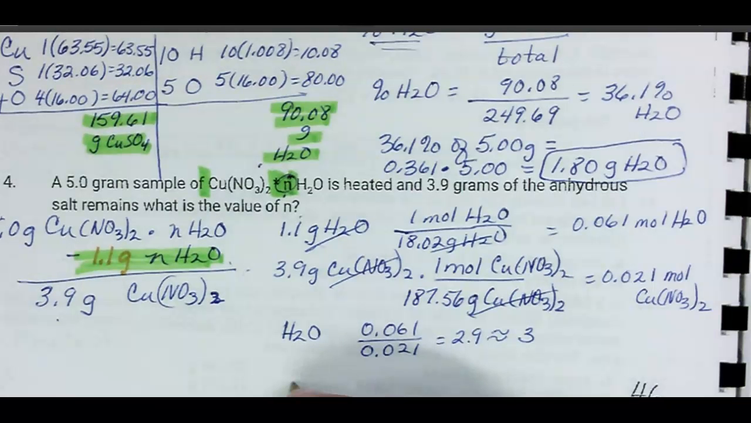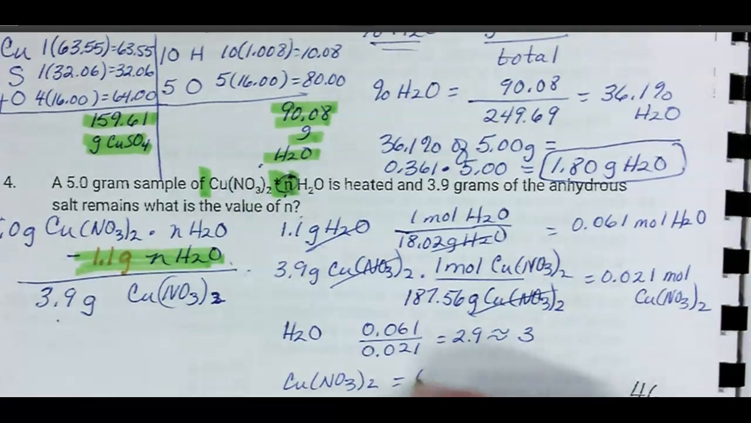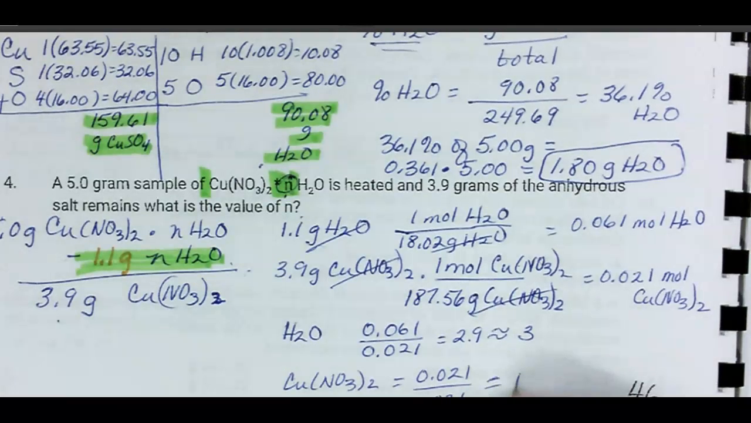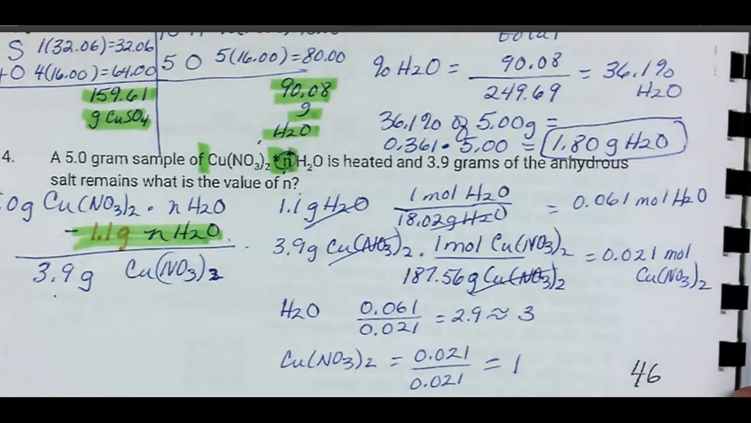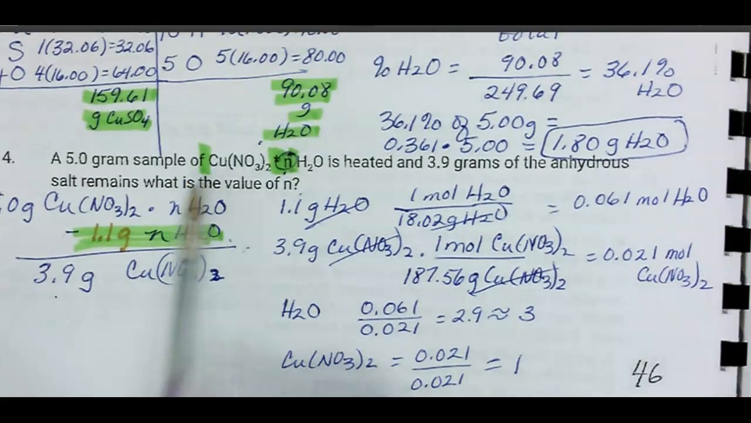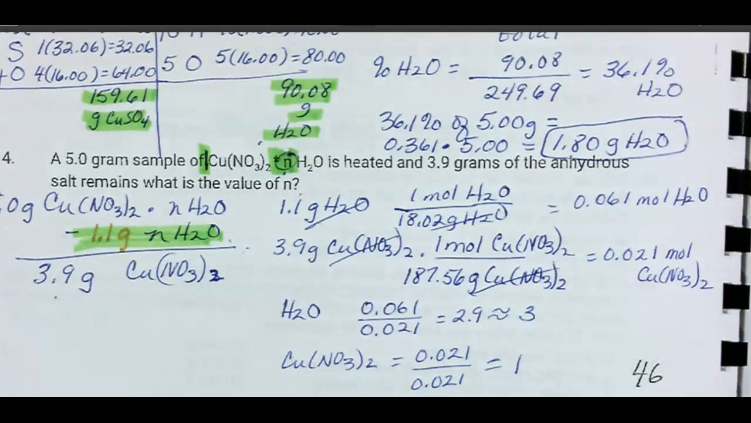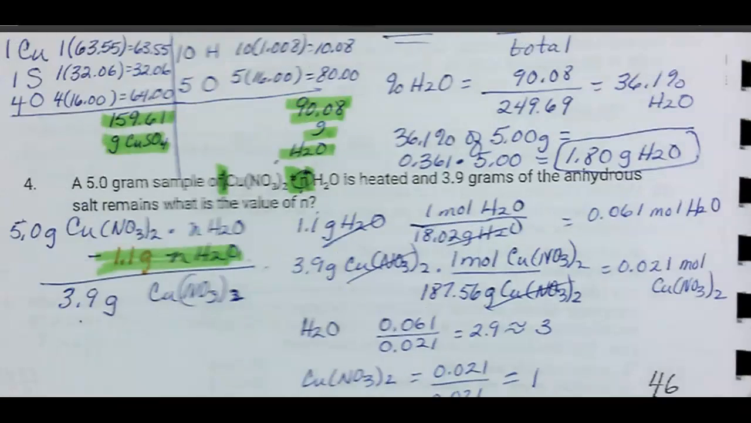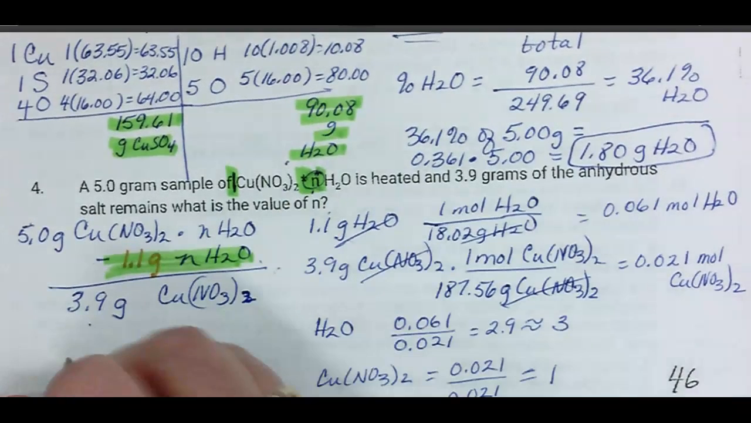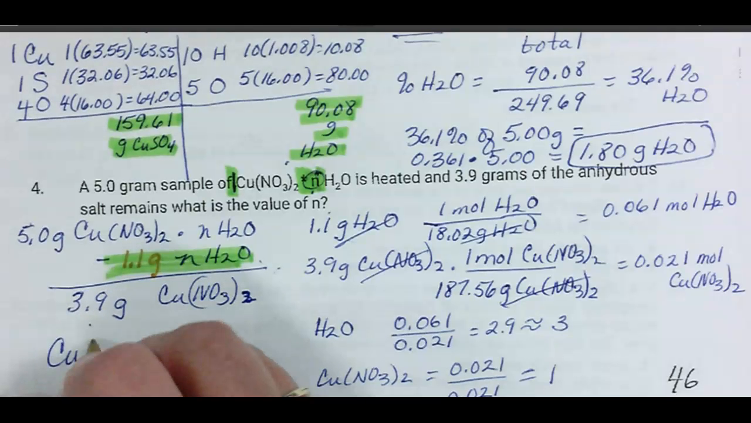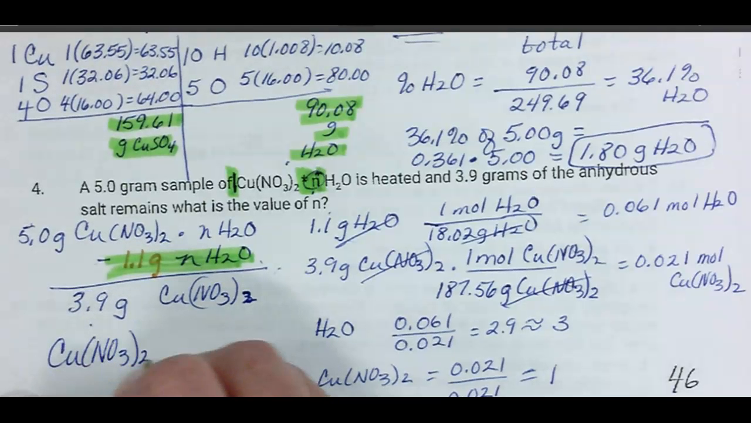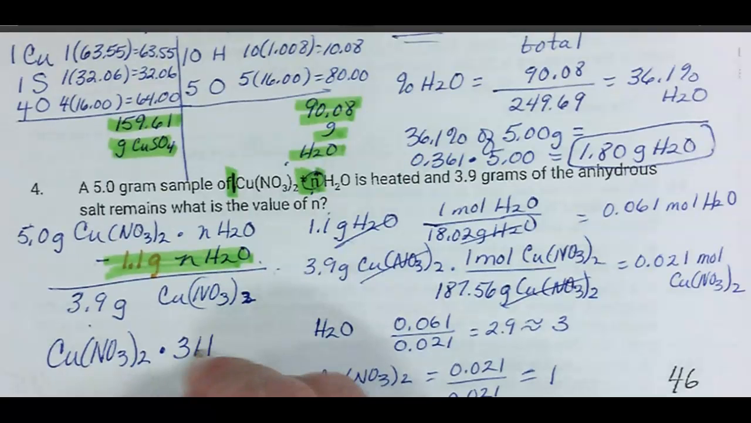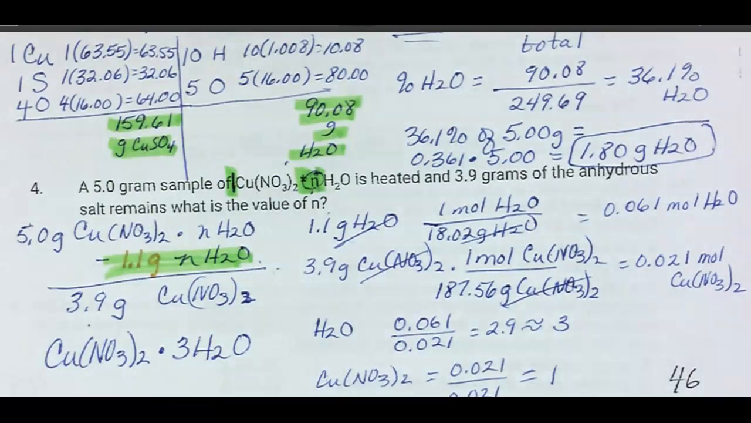I now do copper nitrate, and again, it's going to be divided by itself. When you're doing a hydrate problem, your number in front of your copper sulfate will always be a 1, always, or whatever you happen to have, whether it's copper nitrate, copper sulfate, whatever it happens to be. So in this case, we have a 3. So this formula is Cu(NO3)2, not times, 3 H2O. So this is copper nitrate trihydrate.